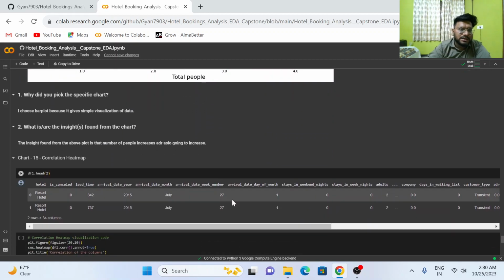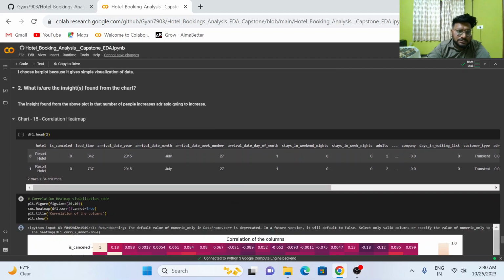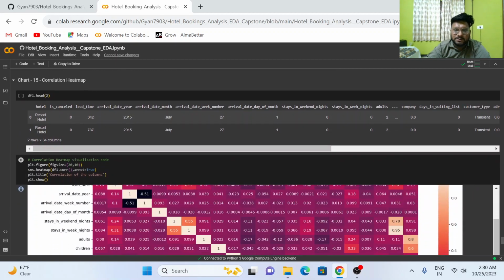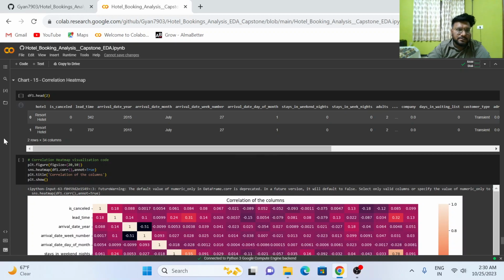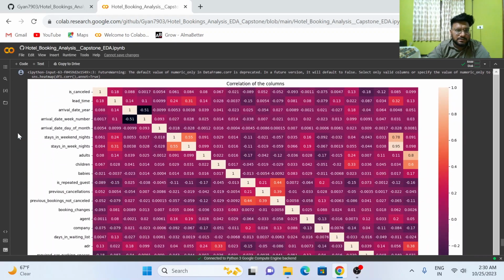Last one would be the correlation heat map. So we'll try to find out the correlation between two features, whether they are highly correlated negatively, highly correlated positively, or not.